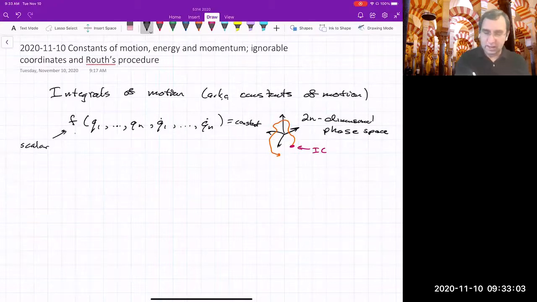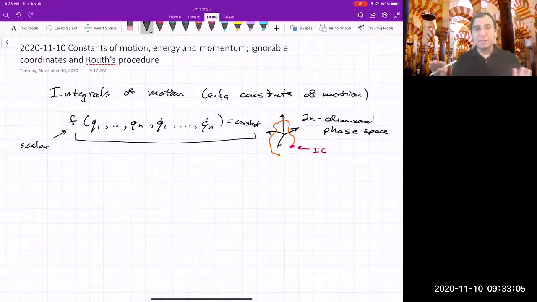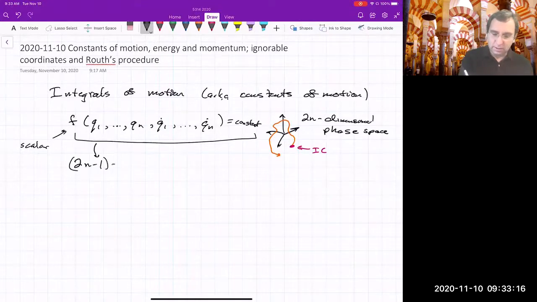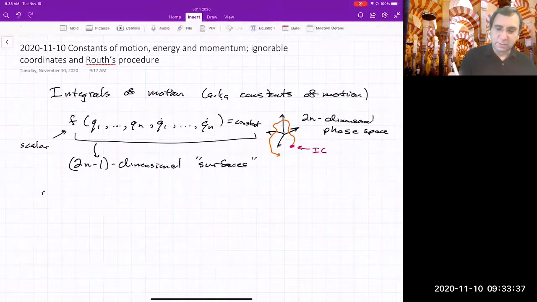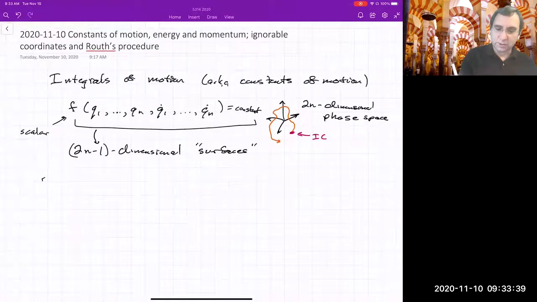So if you have some scalar function that remains the same value, no matter where you are, this has a geometric interpretation that this corresponds to 2n minus 1 dimensional surfaces, or you could call them hypersurfaces. So that your initial condition isn't fully exploring the 2n dimensional space, it's actually exploring something smaller by 1 dimension, but still smaller. And if you have multiples of these, then it gets more interesting.